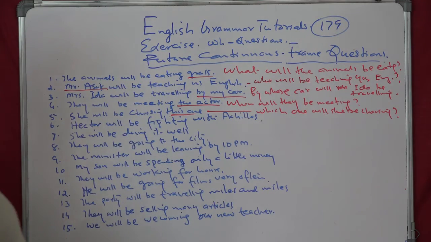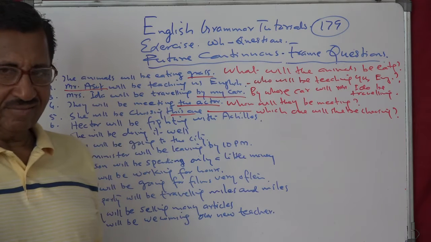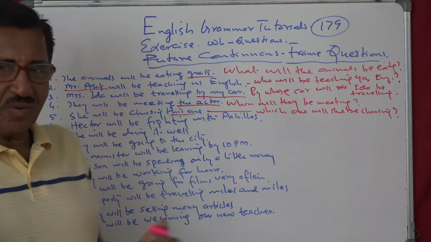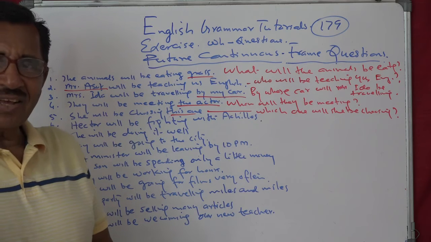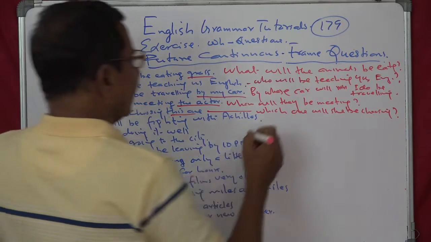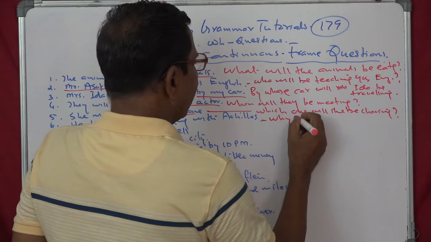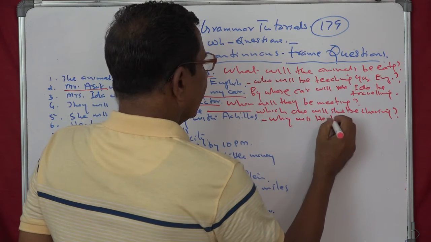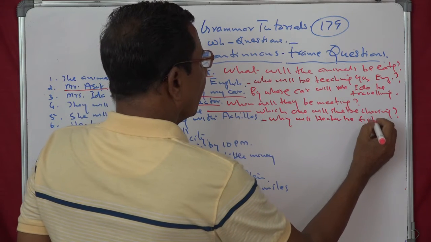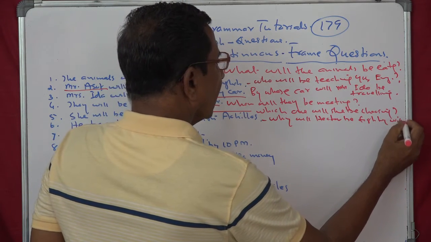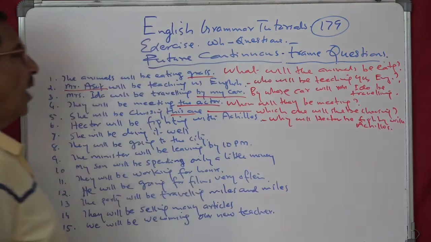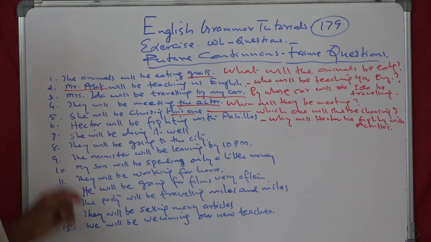Six. Hector will be fighting with Achilles. So you can have many options, two or three are there, but we will use why. Why will Hector, the Greek hero, be fighting with Achilles? Why will Hector be fighting with Achilles?